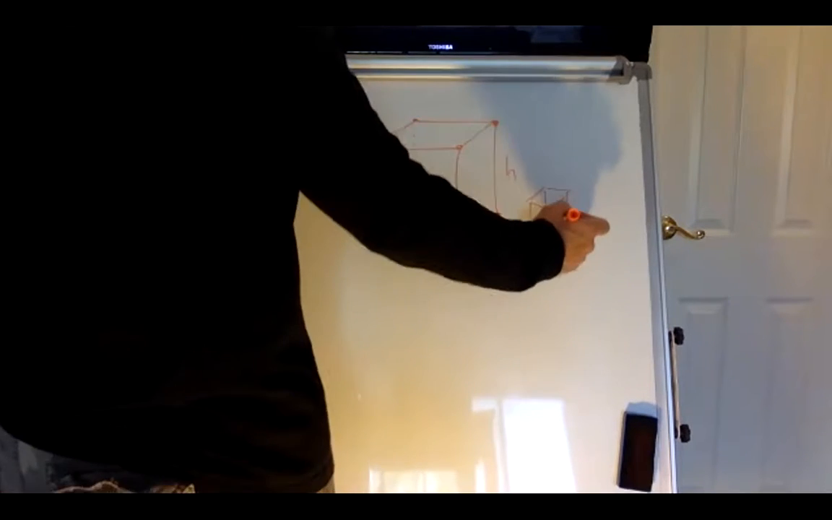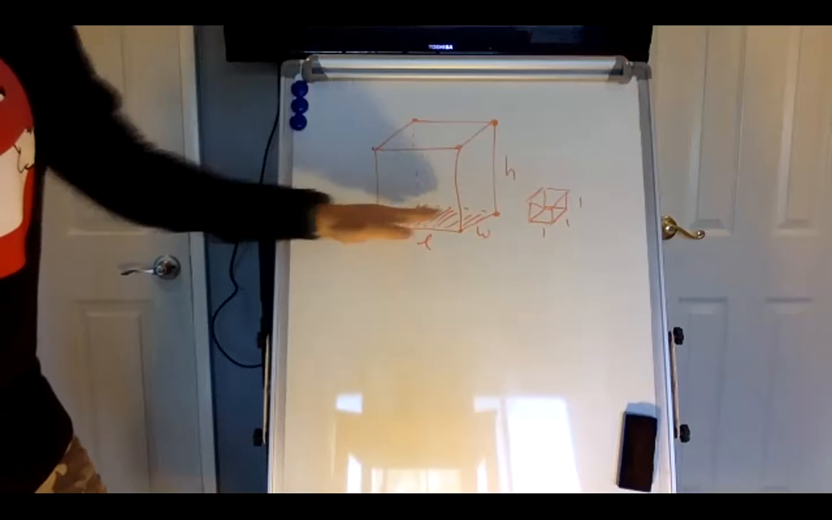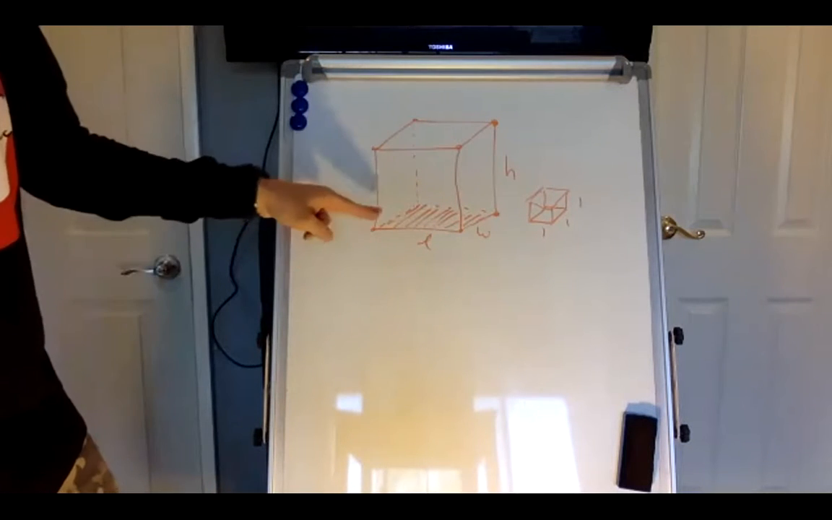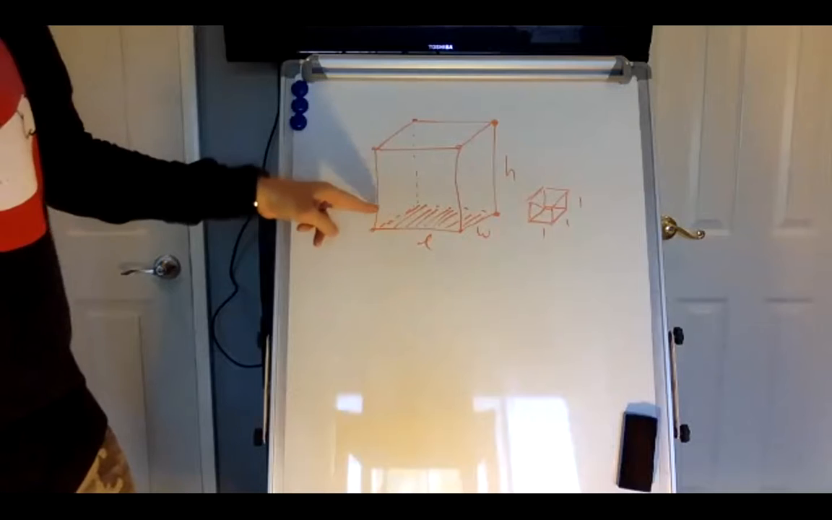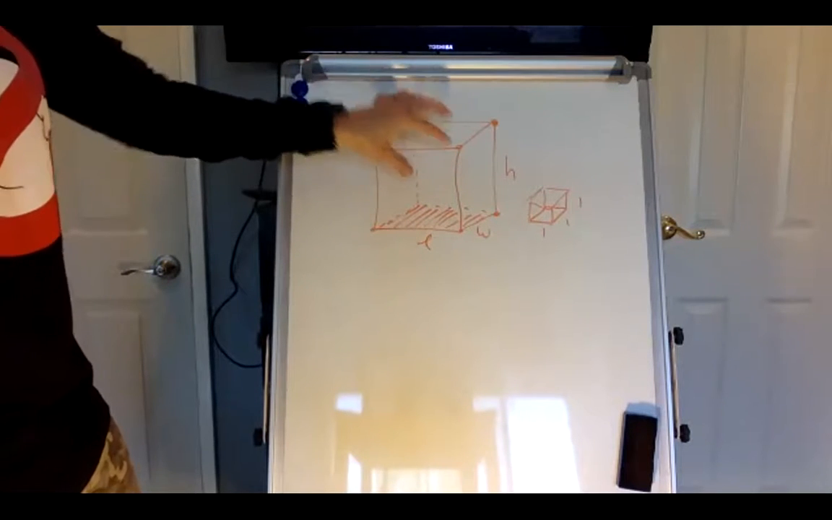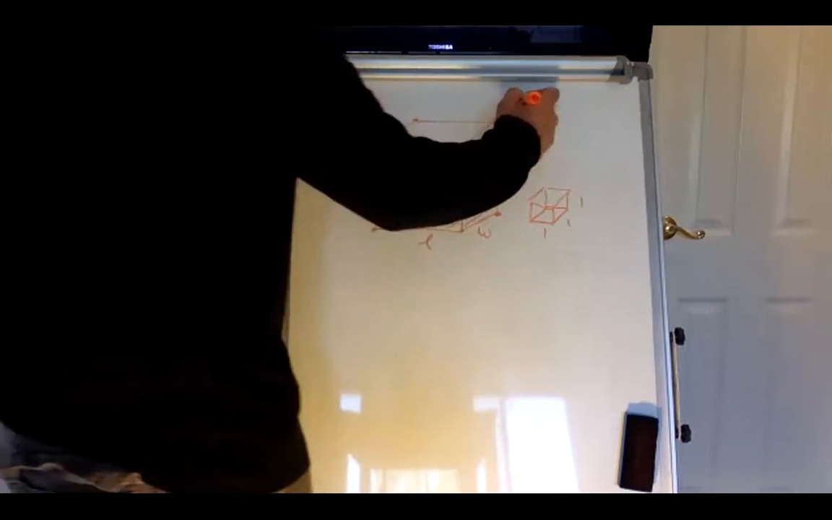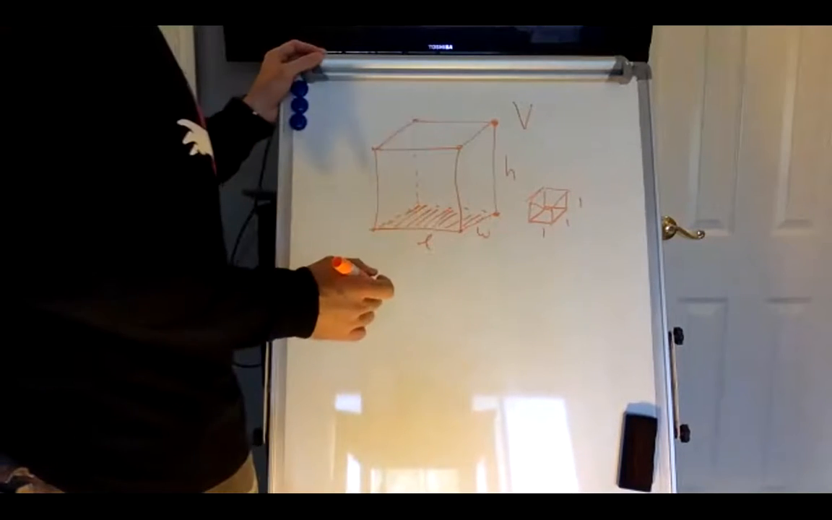And each cube is 1 by 1 by 1. Just like every square on the flat bottom was 1 by 1, every cube is 1 by 1 by 1, and you can now count how many cubes are fitting inside that rectangular prism. And that is what we're doing when we find the volume.